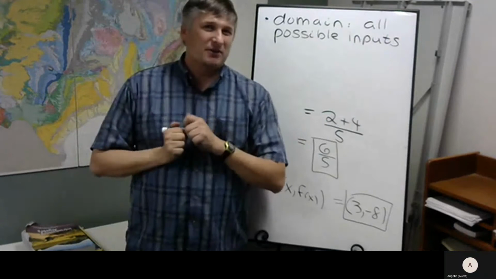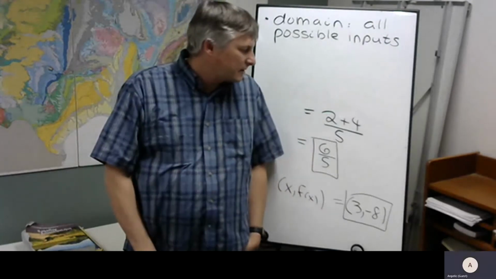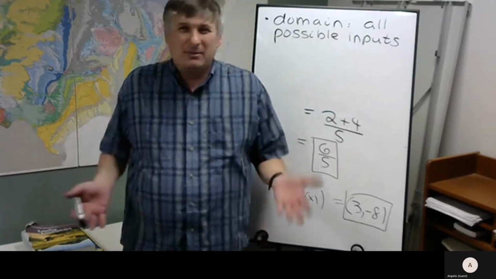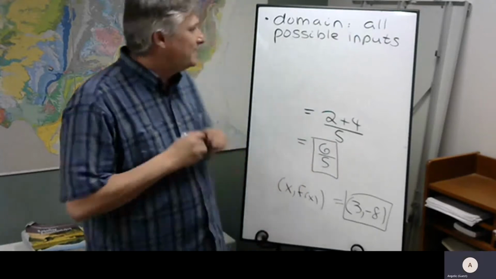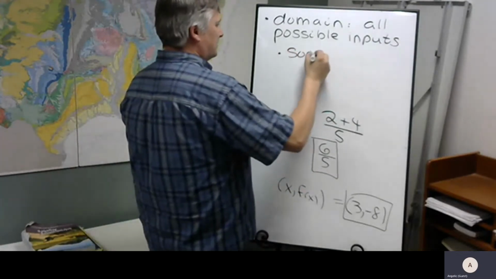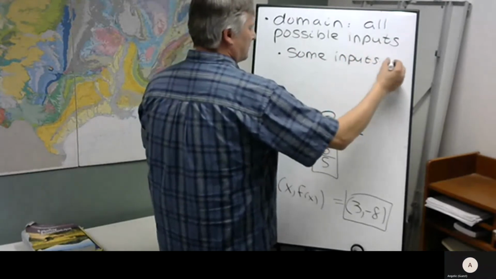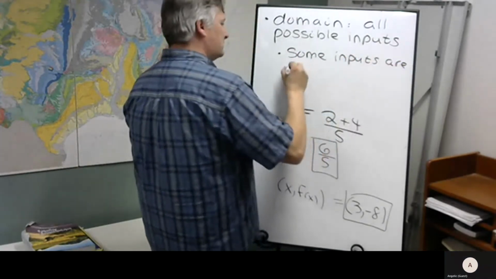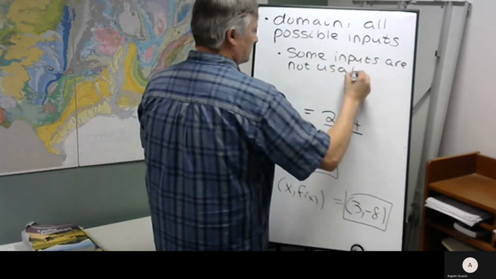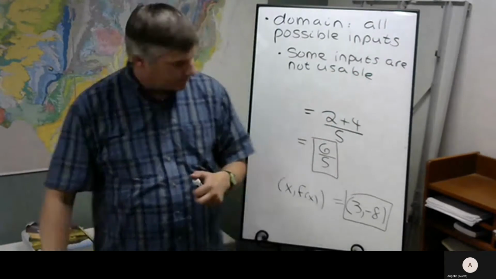Now, so far the functions we've worked with, with the exception of this g of t here, and I'll explain why, there were no limits on the inputs we could use. And the idea is this. Some inputs are not usable. And this might seem kind of strange.